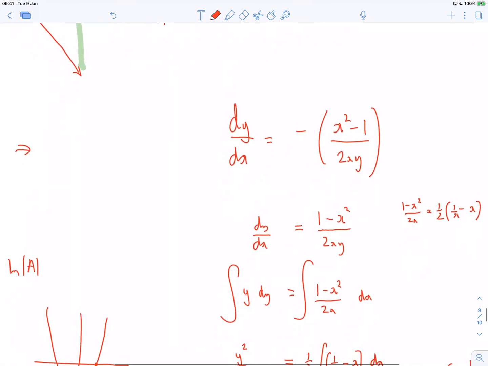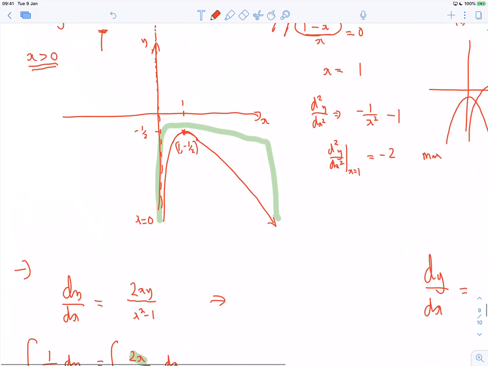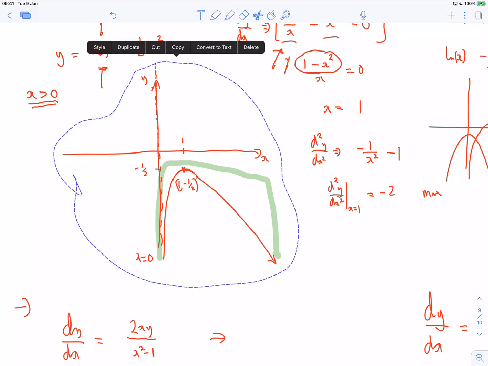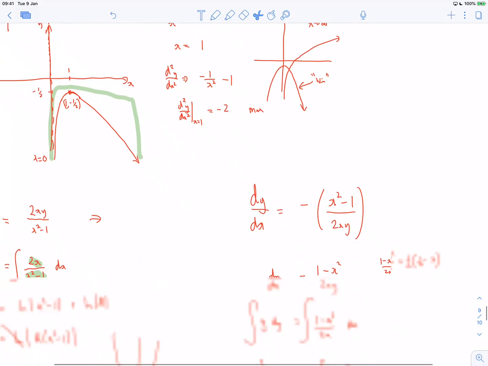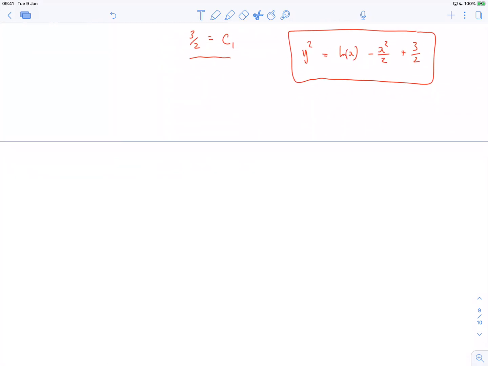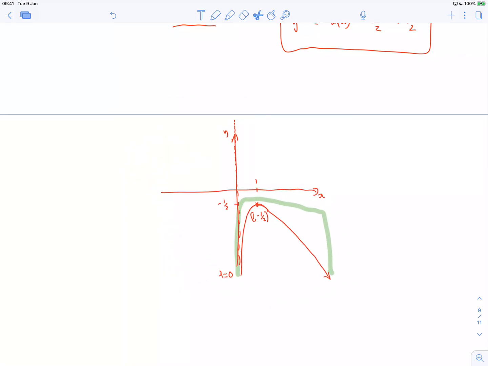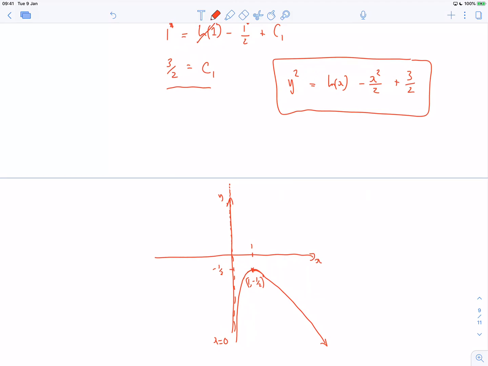Right, okay, so I'm going to copy this because I feel this is important. So what's going to happen? If y, all right, let's tackle y equals ln of x minus x squared over 2 plus 3 halves first, right? Let's tackle that first.